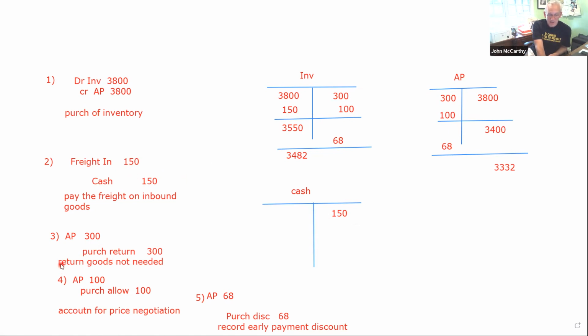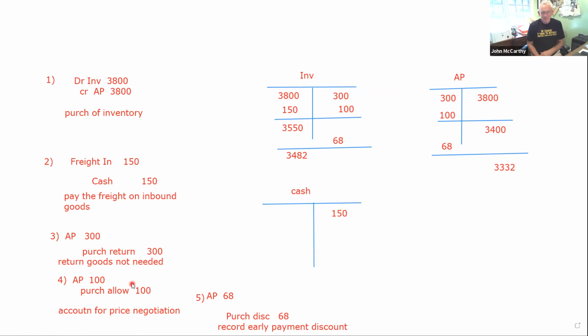In this case, we're going to return goods. You can return for a number of reasons. One would be that we had excess goods. We received the wrong goods. We ordered the wrong goods. But nonetheless, we want to return $300. The person we bought it from agrees to it. We debit accounts payable because we're going to reduce the accounts payable, because we're not going to have to pay it because we're returning the inventory. We're sending the inventory back, so we're going to reduce the payable and reduce the inventory by $300. So debit accounts payable, credit purchase return, which goes to inventory.